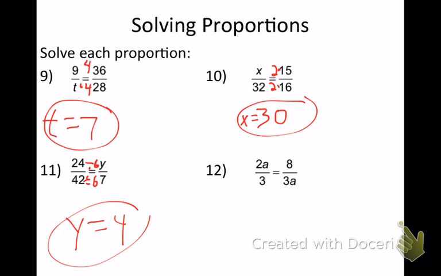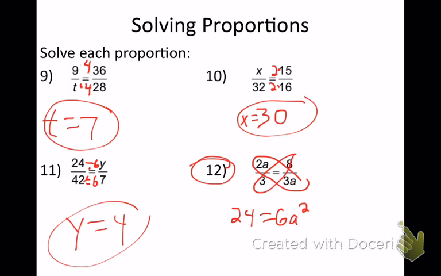And last one here, 12. This is a little bit tougher one. Pay attention here. As you look here, you could probably figure it out maybe with some guess and check. But let's try cross products here. What's 8 times 3? Okay. Now what's 2a times 3a? 6a squared. So our 24 equals 6a squared.